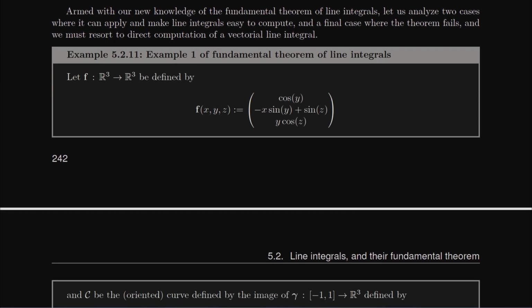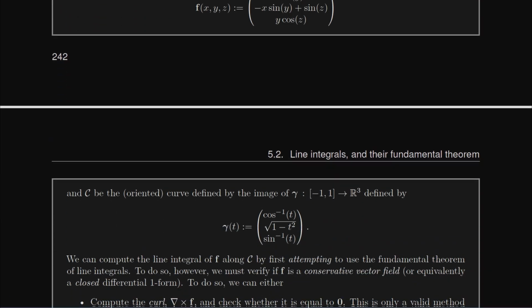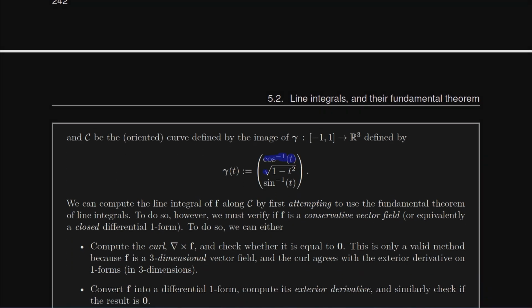So now that we know about the fundamental theorem of line integrals, I'm just going to go through 3 examples, the first 2 where we will be able to apply it, and then the final where we'll see that we don't have a conservative vector field. All right, so in this first one, suppose I'm given the following vector field f, which is defined by cosine y, negative x sine y plus sine z, and y cosine z as my 3 outputs of the vector field, as well as a path given by cosine inverse of root 1 minus t squared, and sine inverse of t, with the t bounds negative 1 to 1. Let's see if we can compute the line integral of this vector field f along the curve c, where c is defined by the output of the path gamma.